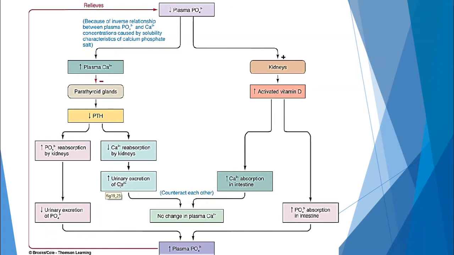At the same time, the kidneys are activated, which leads to activation of vitamin D, and the vitamin D will increase calcium absorption in the intestine and also increase phosphate absorption in the intestine. Because in the kidneys there is excretion of calcium, and in the intestine there is an increase in calcium absorption, these two effects will cancel each other so that there is no change in the plasma calcium concentration.